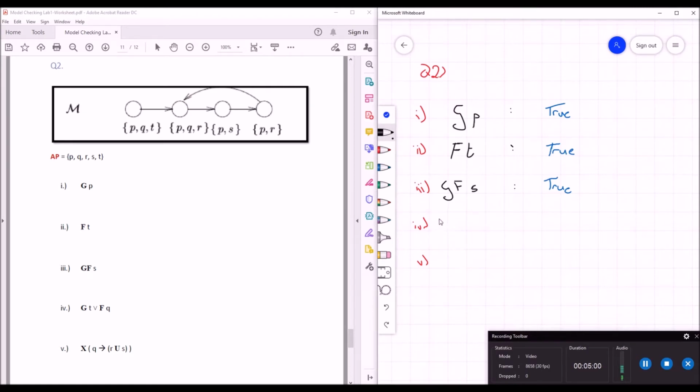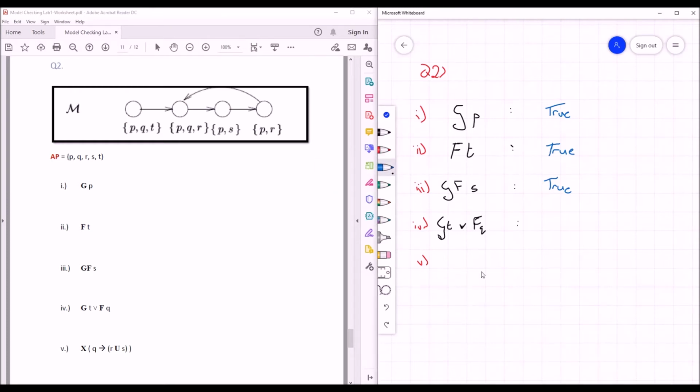So this is G of T or F of Q. So now we've seen our Boolean operator here. So we have an OR here. So what is this? It's always true that T is true, or eventually Q is true. So let's do always T. So state 1, T is true, yes. State 2, T is not true. So this is false. Now we have an or, eventually Q.